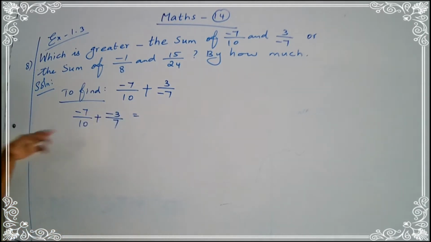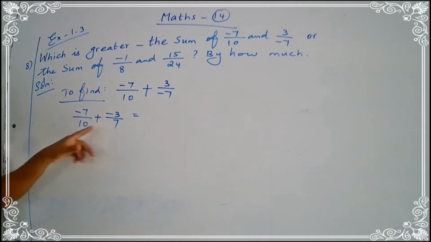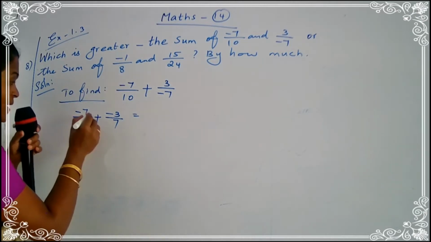In addition, you see the denominators, okay? If the denominators are the same, then we add the numerators only, okay? But here, the denominators are different. One is 10 and another one is 7. So, we follow the cross multiplication method. Yes, children? There is one more method also, the LCM method, okay? So now we follow the cross multiplication method.